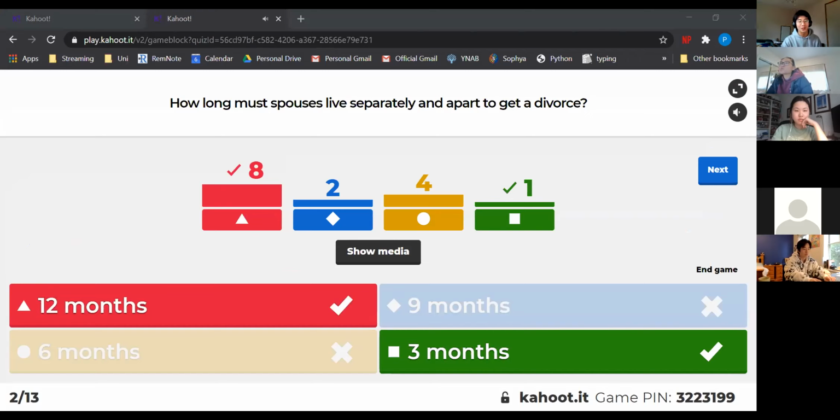Oh, whoops. Sorry, that was just meant to be 12 months. So apparently you have to live separately and apart for 12 months in order for the court to allow you to have a divorce. So that should just be 12 months. And you would have to prove that through other means.